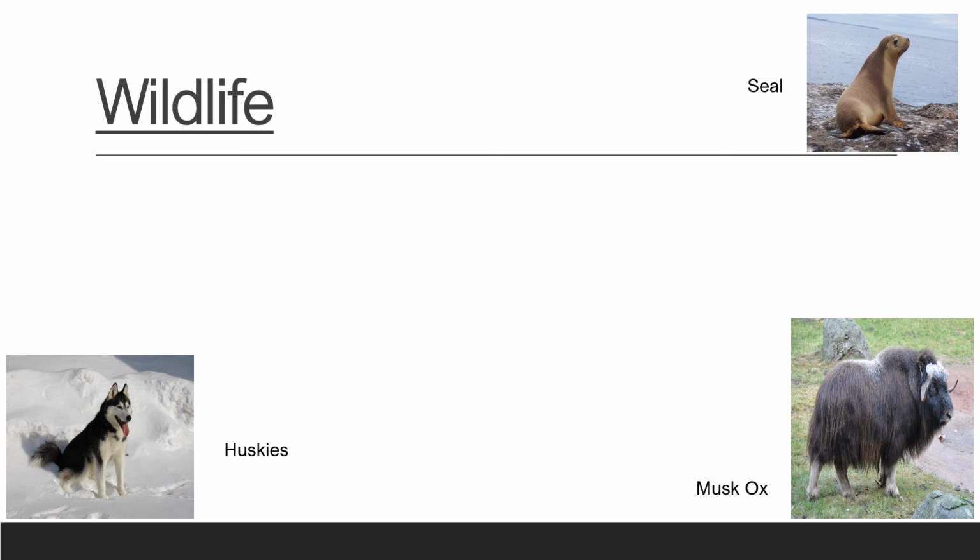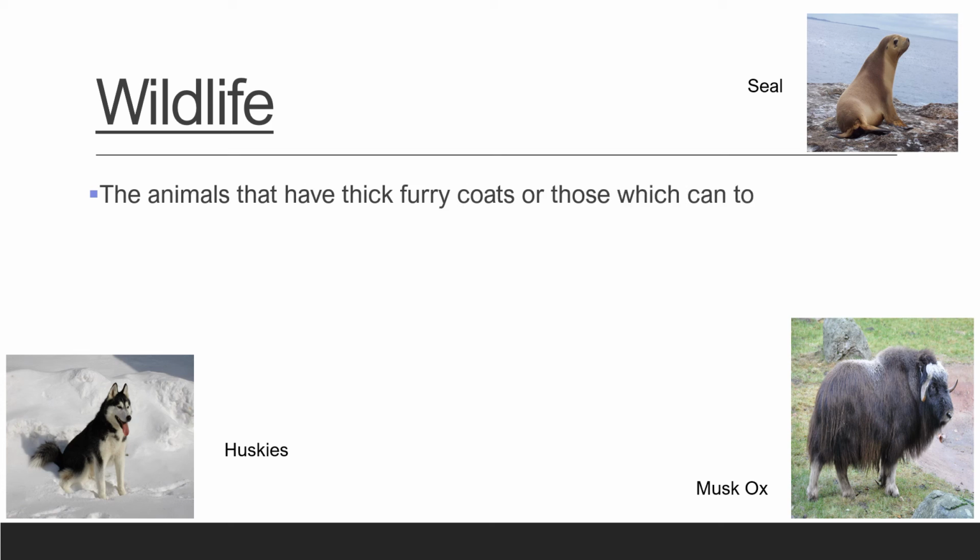Now let us talk about the wildlife of the region. Wildlife are the animals found here. The animals that have thick furry coats or those which can tolerate extreme cold can survive in Greenland. Only the animals which have very thick furry coats can live in Greenland, or the animals which are made to live in cold areas, because it is very cold here.